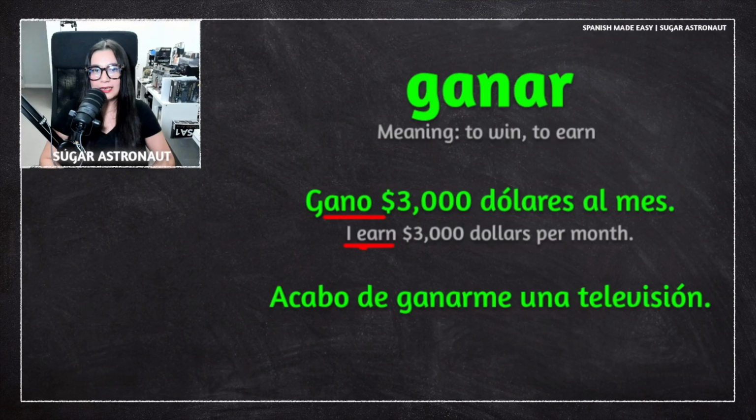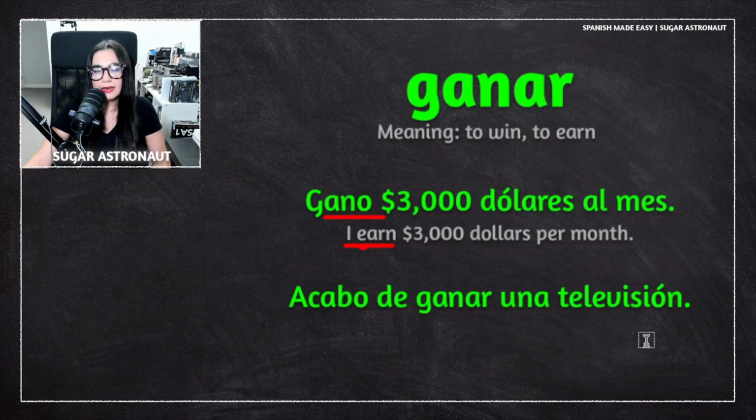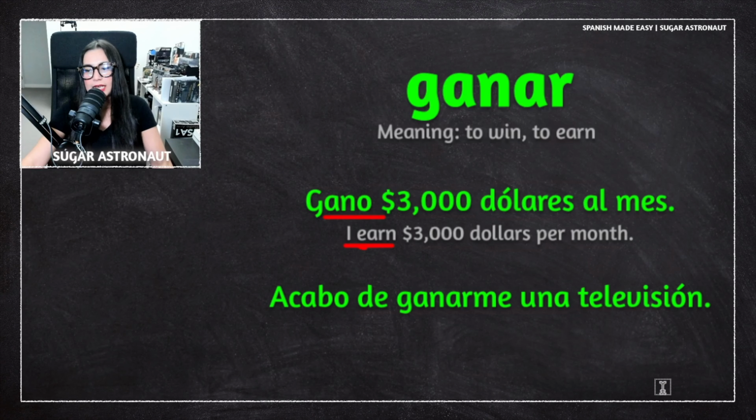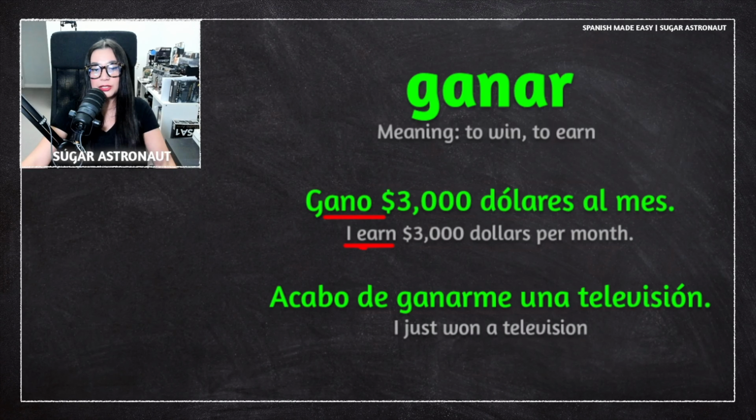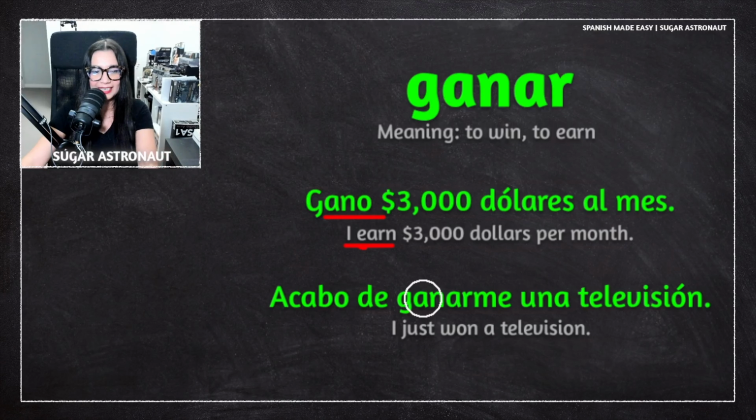So essentially, in this particular situation, you can use the verb ganar in a reflexive way with reflexive pronouns, or you can just not add the reflexive pronoun, and you can just say acabo de ganar una televisión. So anyways, let's see what this sentence means. This means I just won a television, a TV. Well, that's very nice. Sometimes that happens.